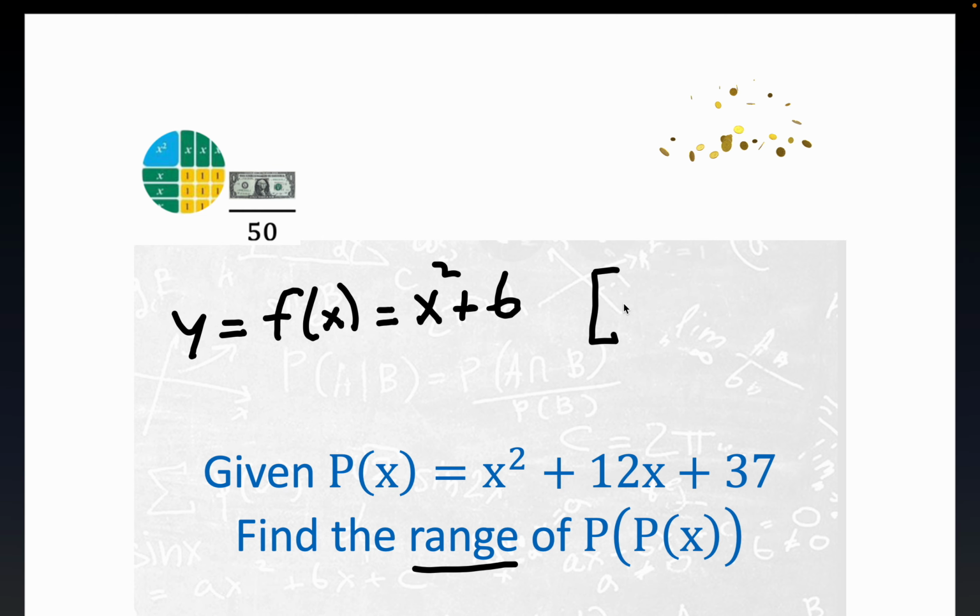the smallest number would be 6. That would happen when x was 0, right? After that, you're squaring, which yields positive numbers. So it would be 6 to infinity. You could write it this way if you wanted to, okay?